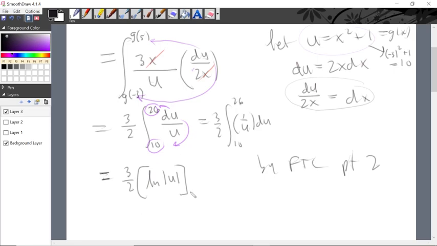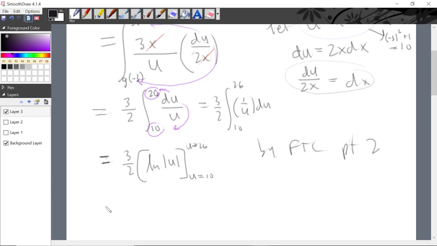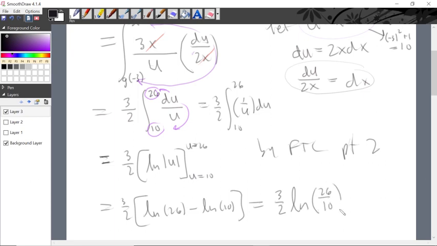And then we can plug in u equals 10 as the lower bound, right? And u equals 26 as the upper bound. And then we can go ahead and just evaluate this. All right? So 3/2 times the natural log of 26 minus the natural log of 10. And since both of those values plugged in are positive quantities, we don't need the absolute value anymore, right? Because they are within the domain of the natural log function. And that's it. You can leave our answer like that. We can also combine by laws of logarithms, right? Natural log of a minus natural log of b is the natural log of a over b. So we can write the answer like that, and that's fine.